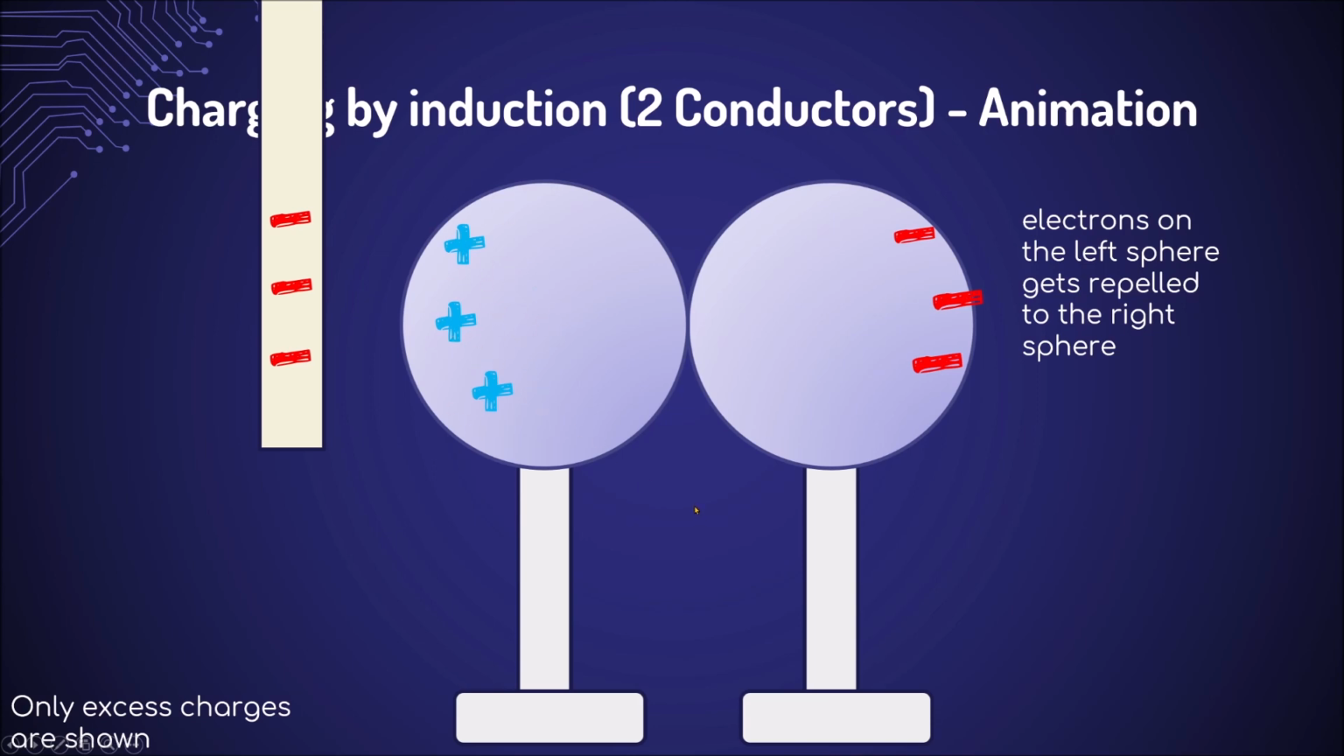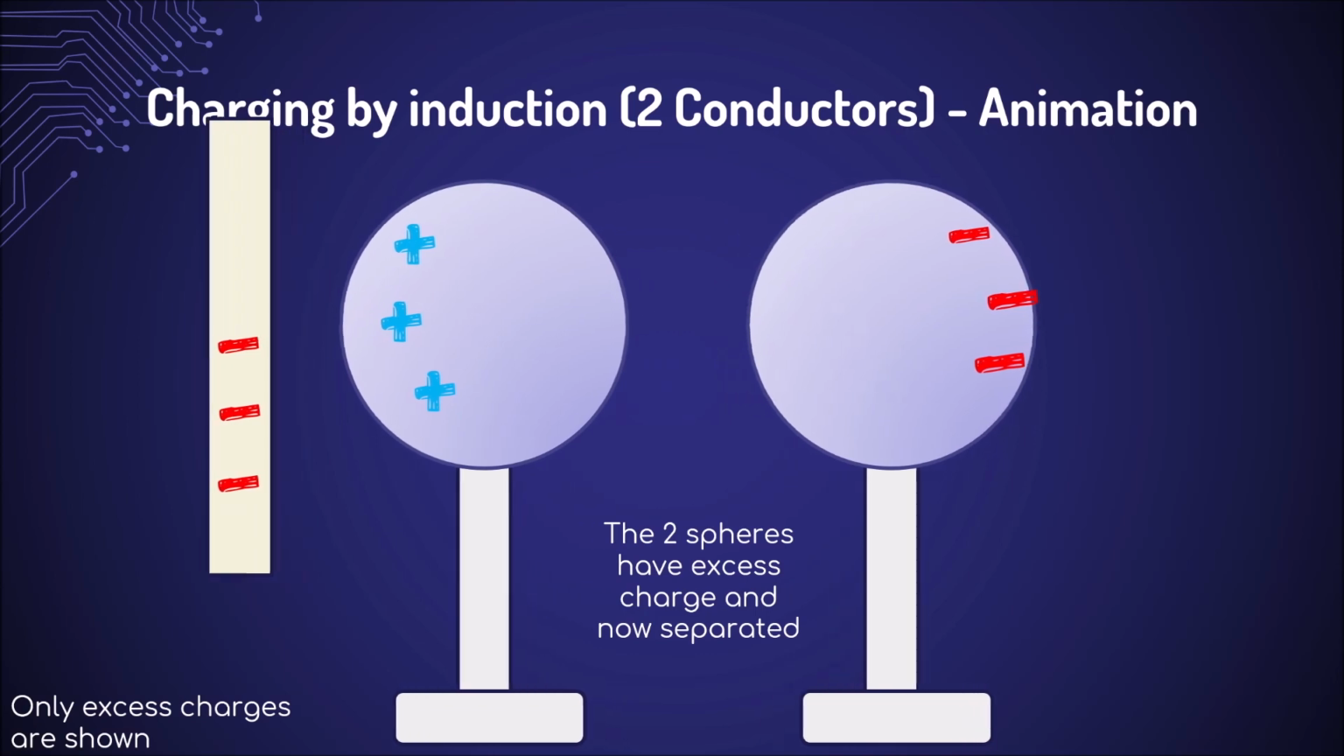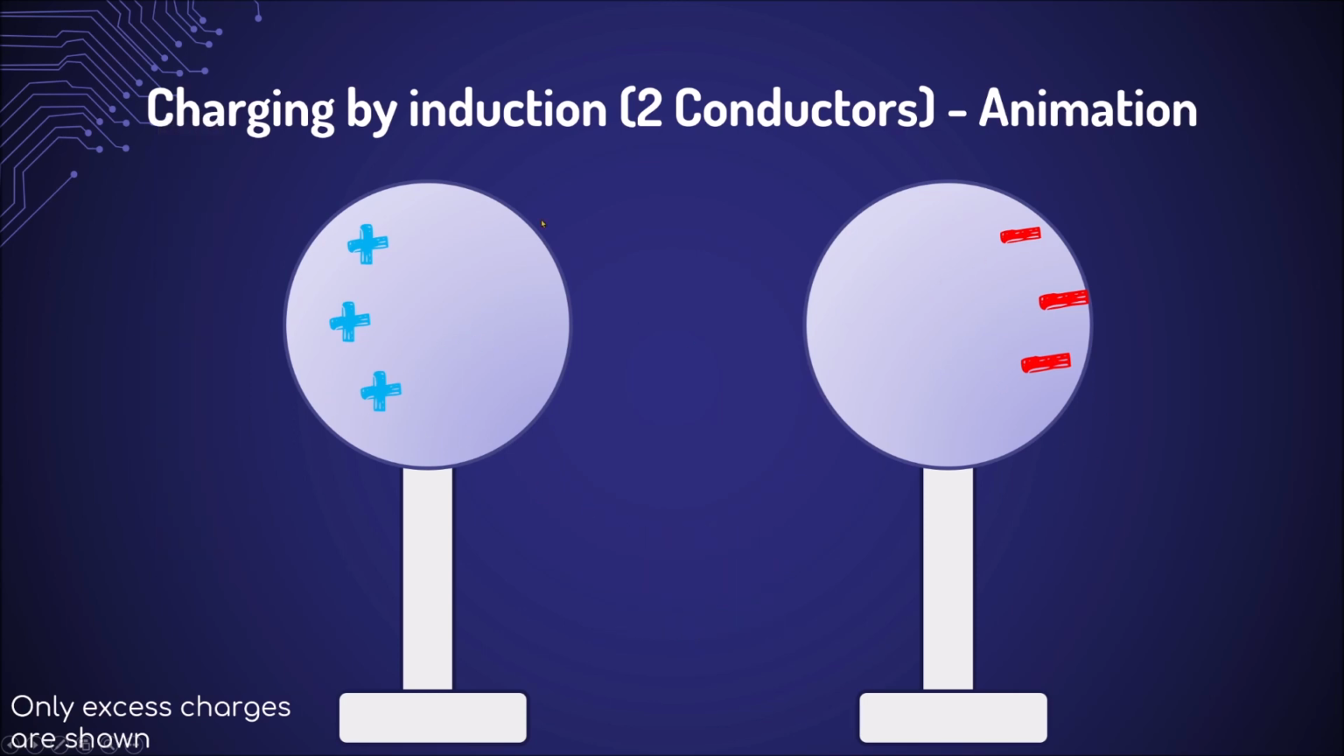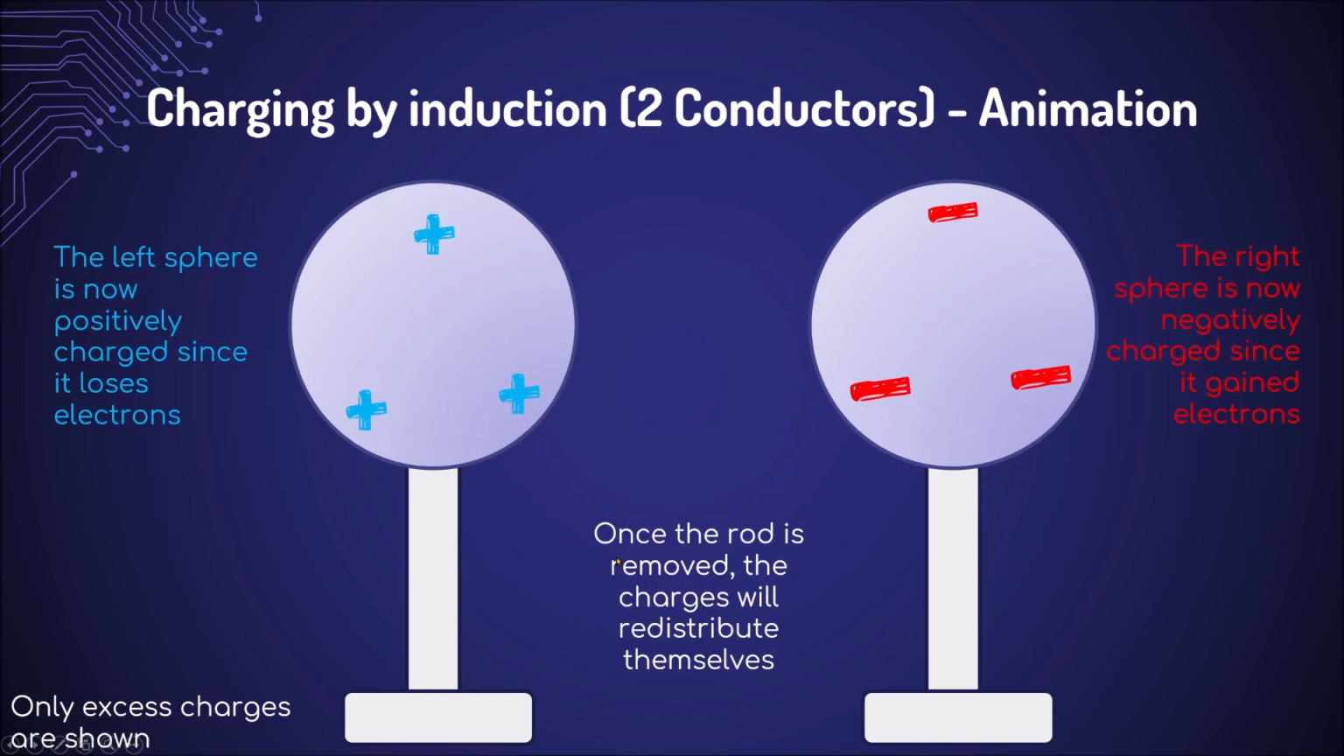To charge these two spheres up, all I have to do next is to separate them, with the rod held in place. The electrons cannot flow back. Now they are separated, and there's no way that these excess electrons can go back. So I can remove the rod, and with the removal of the rod, the electrons will redistribute themselves. Therefore we now have the left sphere being more positively charged because it has lost electrons, and the right sphere being more negatively charged because it has gained electrons.